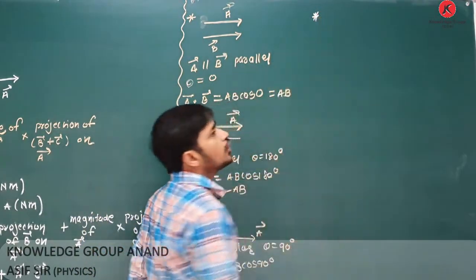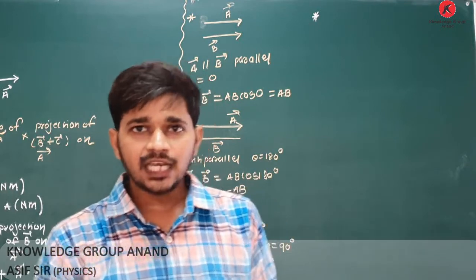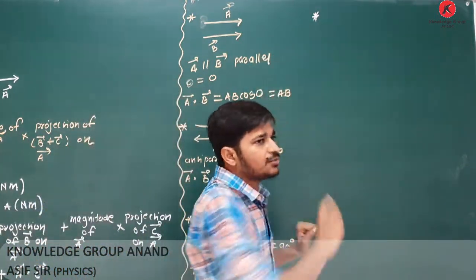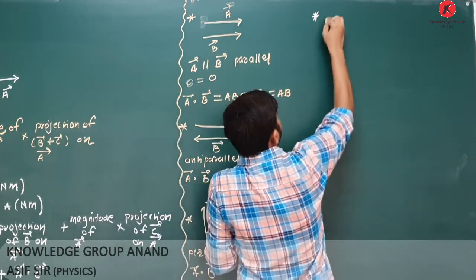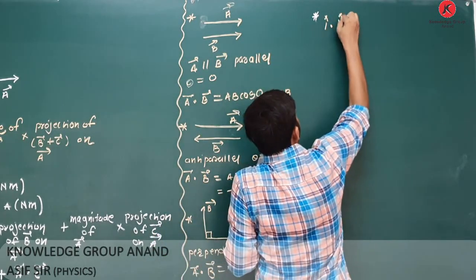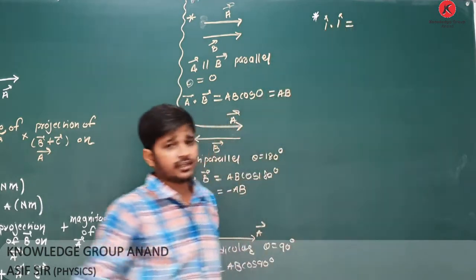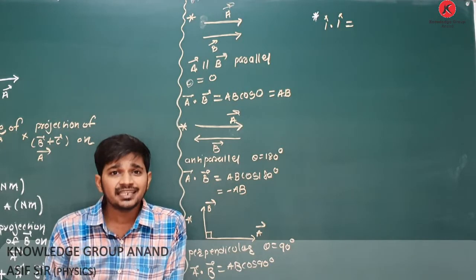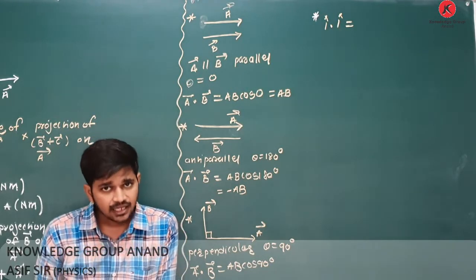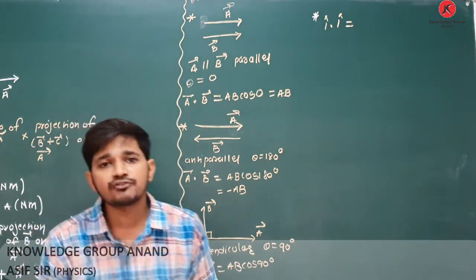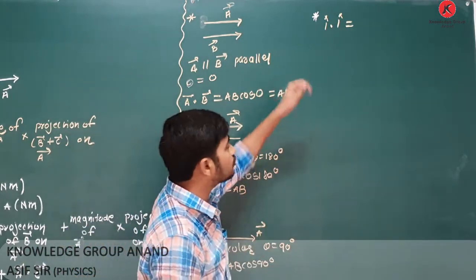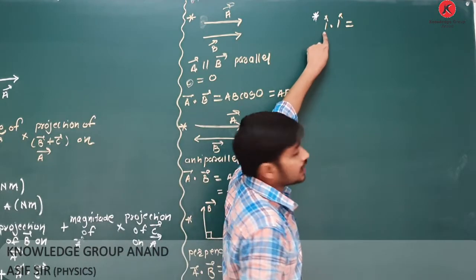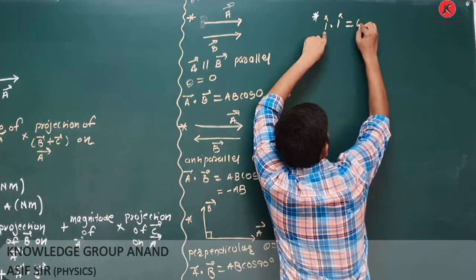Now the next point is the scalar product of unit vectors. First of all, I am taking i caret dot i caret. What is i caret? It is the unit vector in the direction of the x-axis, yes or no? And what is the magnitude of a unit vector? See carefully, what is i dot i? I caret is a unit vector, so its magnitude is 1.